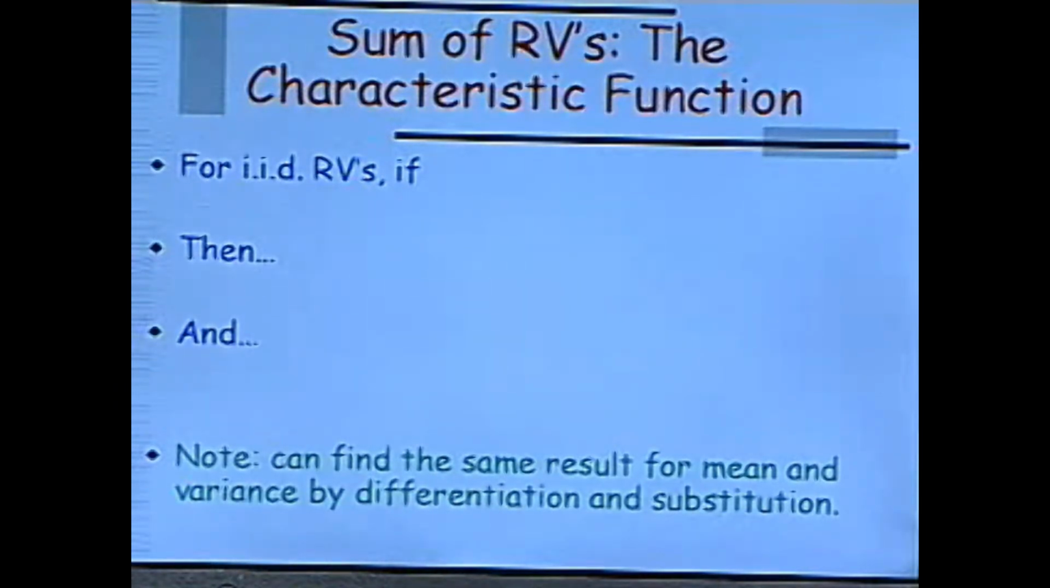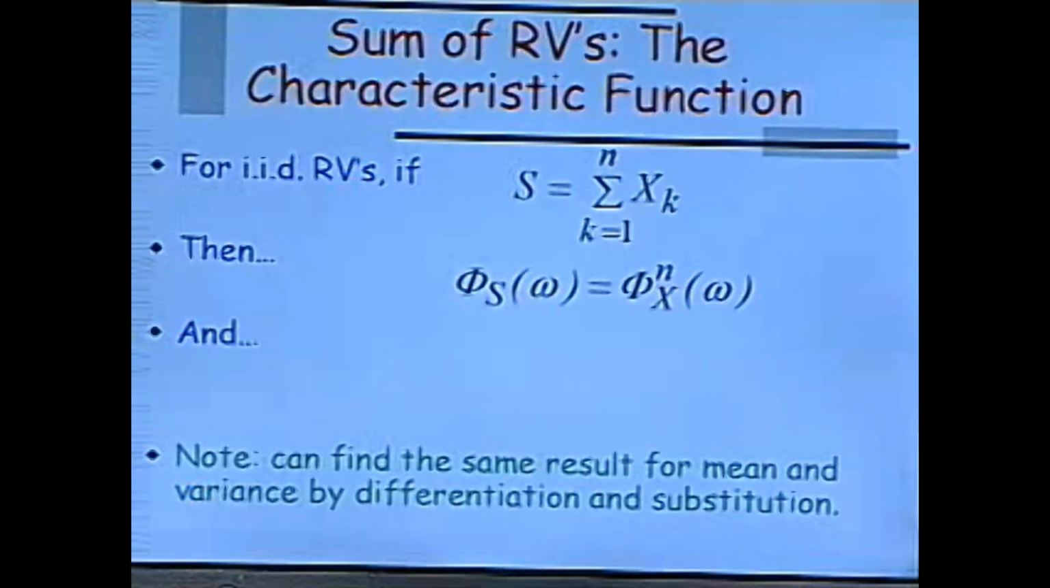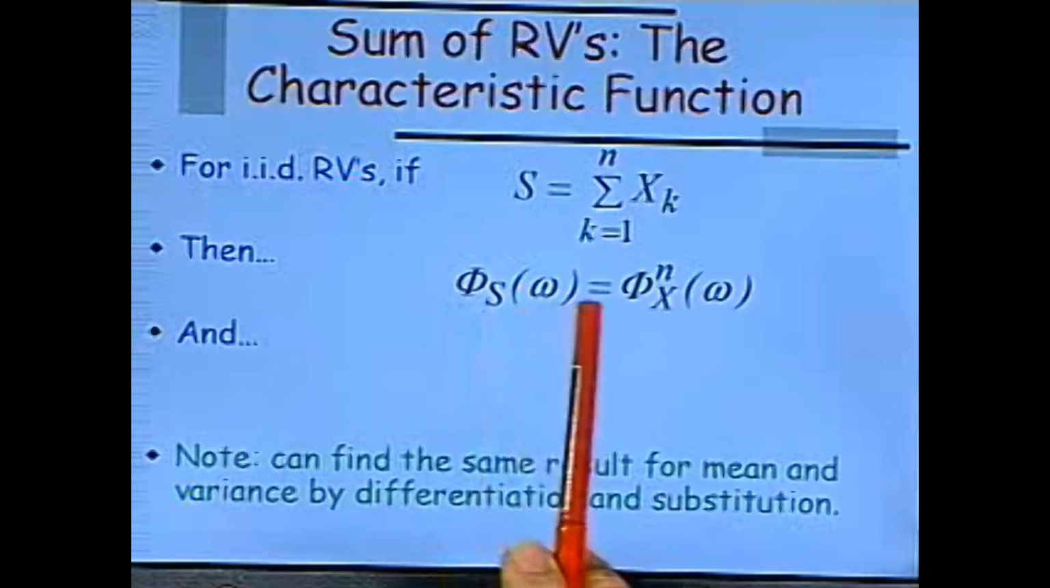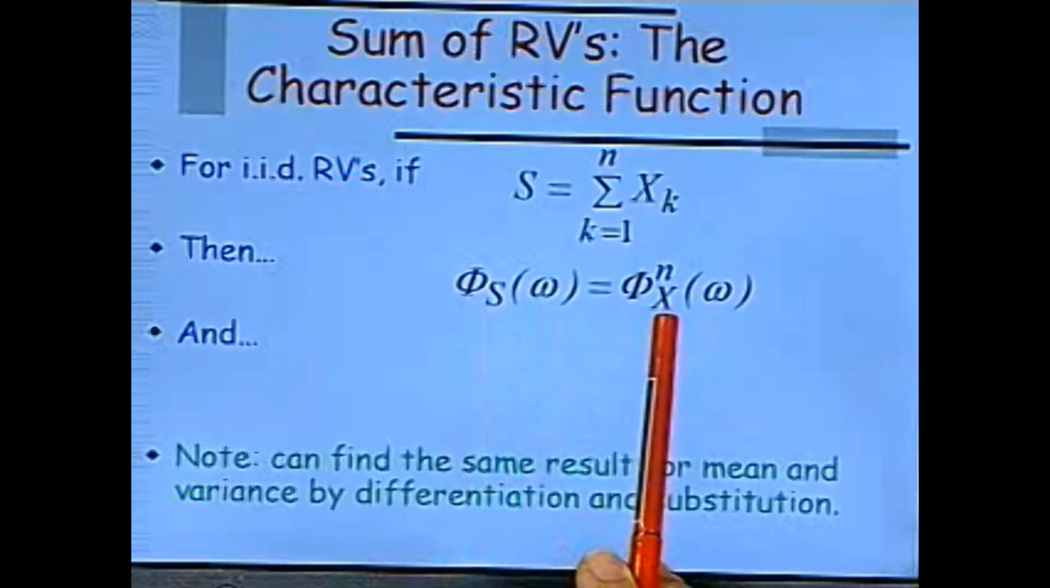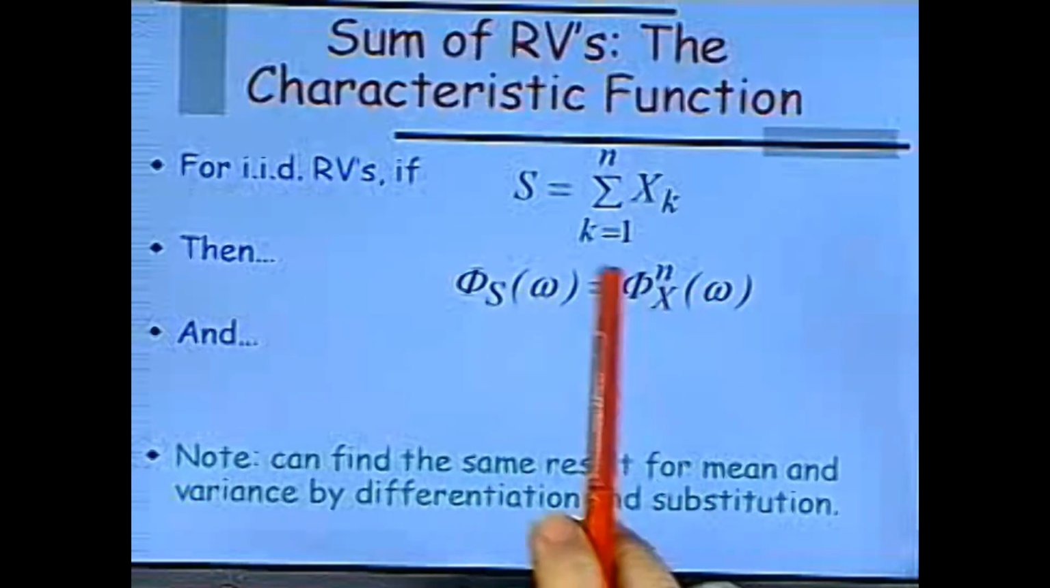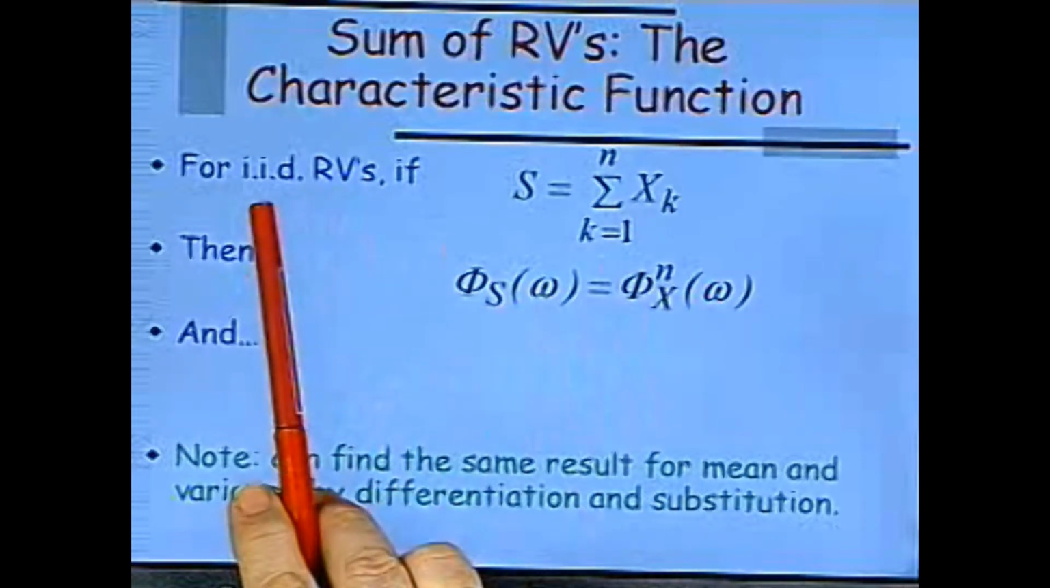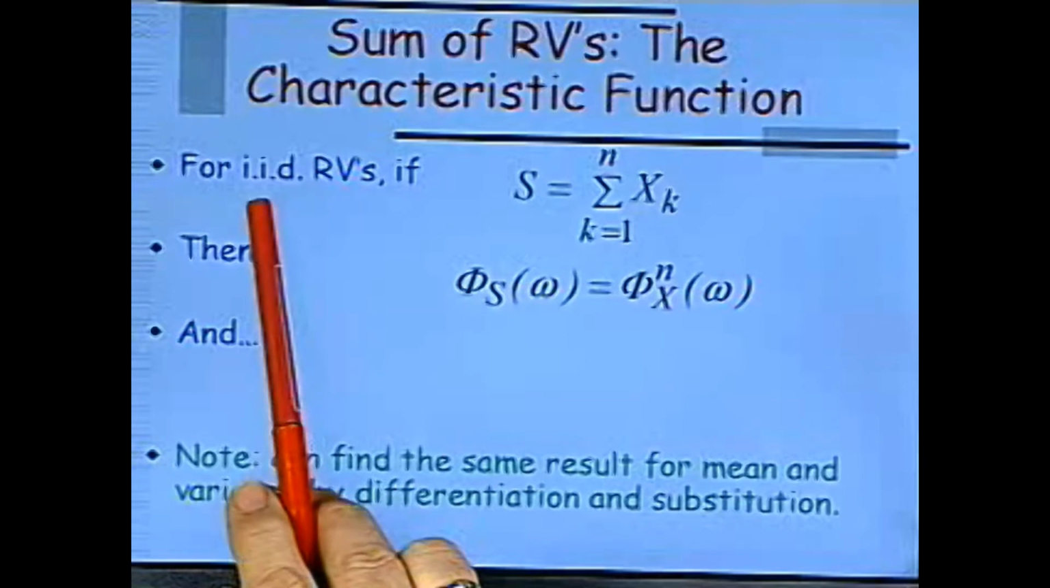Let's look at the characteristic function of the sum of random variables. We've done this a little bit before. Now we're going to do it again a little bit more rigorously. Here's our concept of the sum. We have shown before that the characteristic function of the sum is equal to the characteristic function of the individual components to the nth power if they are IID. Do you recall us deriving this or not?